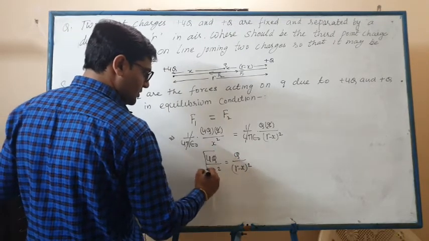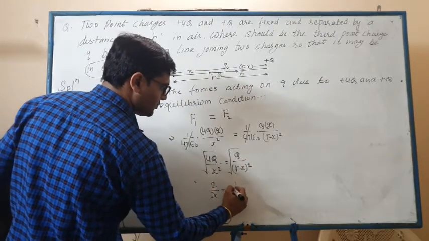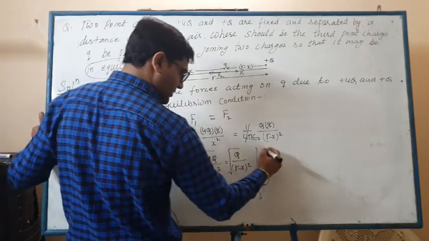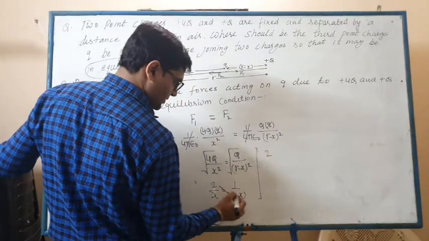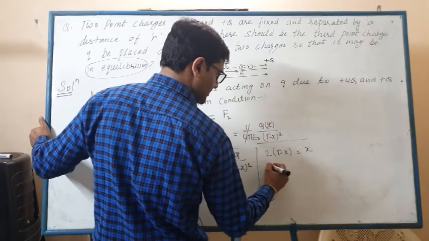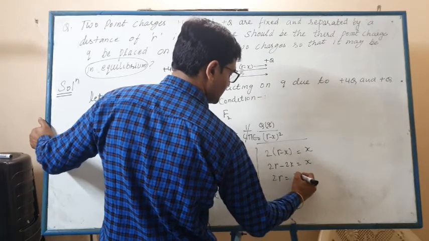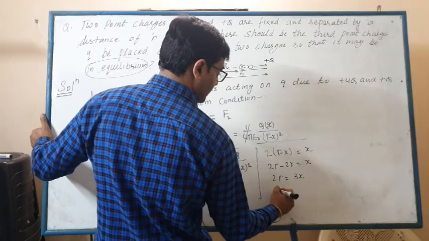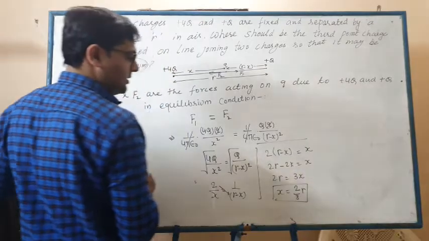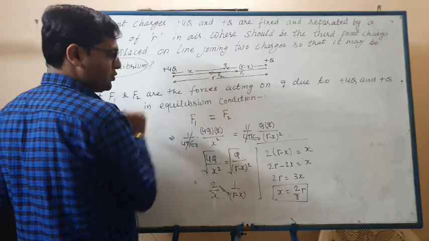Now we can cancel this q, and by taking the square root on both sides we will be having 2 upon x is equals to 1 upon r minus x. On cross multiplication we will be having 2 into r minus x, that is equals to x. So 2r minus 2x equals to x, 2r is equals to 3x, or the value of x is equals to 2 by 3 times of r. This is the first distance x. So what is the value of x? X is equals to 2 by 3 times of r.